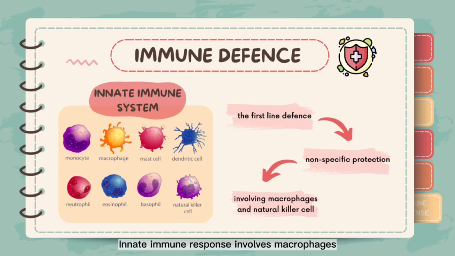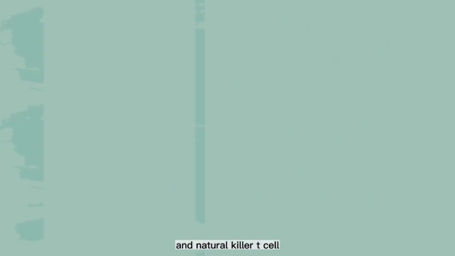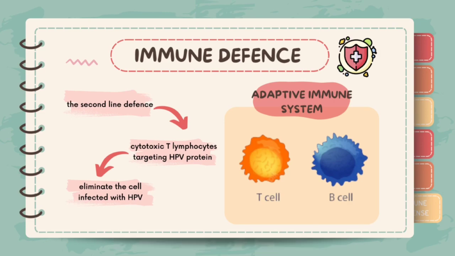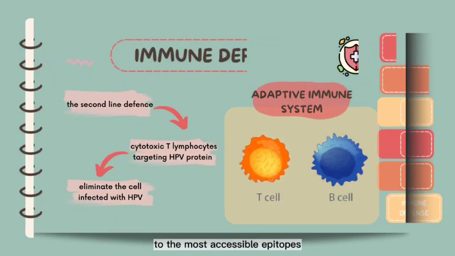Innate immune response involves macrophages, natural killer cells, and natural killer T cells. Adaptive immune response is the second line of defense via cytotoxic T lymphocytes targeting HPV protein. It eliminates cells infected with HPV by producing a higher rate of neutralizing antibodies to the most accessible epitopes.